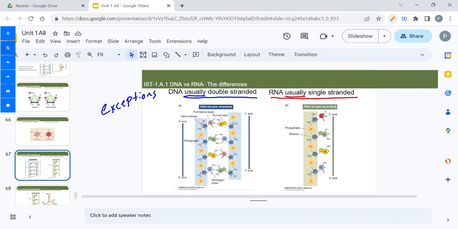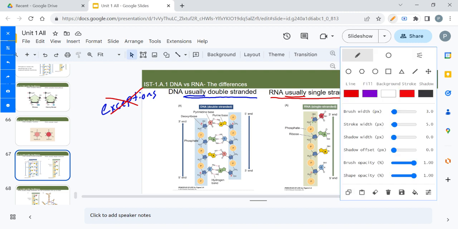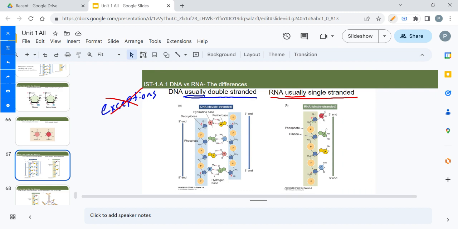For the case of this, we're not going to worry about the exceptions. I don't want you to worry about the exceptions. We're just going to focus on this. When it comes to your DNA, it is usually double-stranded, which means that here's your DNA molecule, and there's your DNA, right? Double helix with all this little nonsense going on in there. Perfect. That's what we mean. You've got 1, 2 strands. You're double-stranded. Checks out.